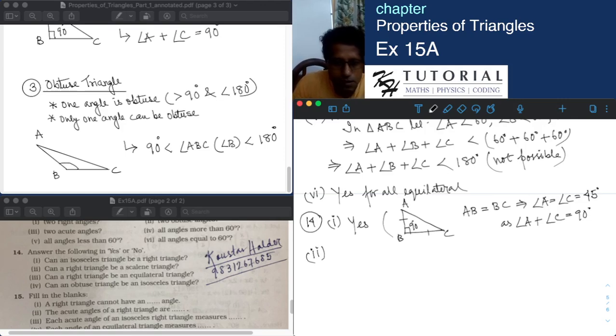Part 2 says, can a right triangle be a scalene triangle? Yes. What is a scalene triangle? A scalene triangle is a triangle where all the three sides have unequal length, have different length. So of course, we can always have a triangle which is a right triangle. So we can have something like this.